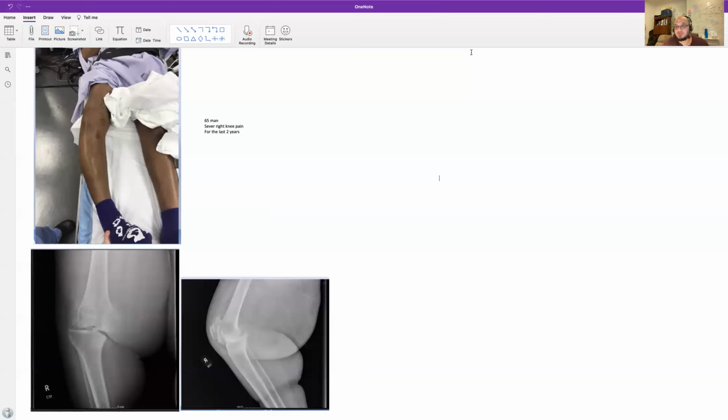Post-operatively, I will do my routine rehabilitation, wound care, and post-operative DVT prophylaxis.